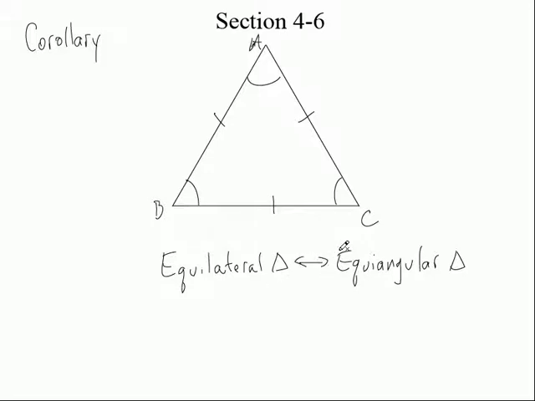We use this arrow to represent an if-then statement that goes both ways. If P then Q, and then it also goes the other way, if Q then P. You get it? So if it's equilateral, then it's equiangular. We can go the other way. If it's equiangular, then it's equilateral. So if all I know is that all three sides are equal, I automatically can say that the three angles are equal to each other.